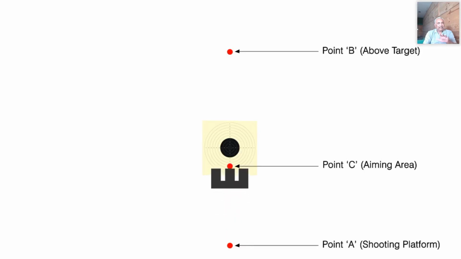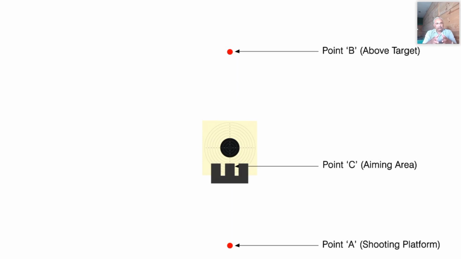I'll play that video once again to explain to you exactly what the meaning of the route is. Your sights start from the firing platform, which is point A. Then you take it above the target, point B, and then it gradually comes into point C, which is the aiming area.